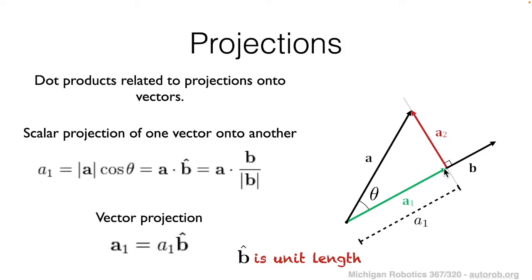And so it turns out that dot products can be used to calculate this vector A sub 1. The equation is given here. And one other way to think about this projection is you can imagine that this vector A1 is equivalent to the magnitude of A1 multiplied by the unit vector along B's direction.